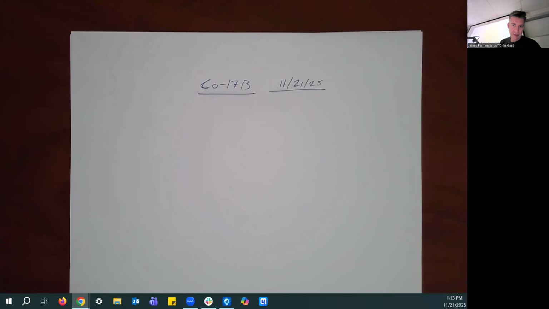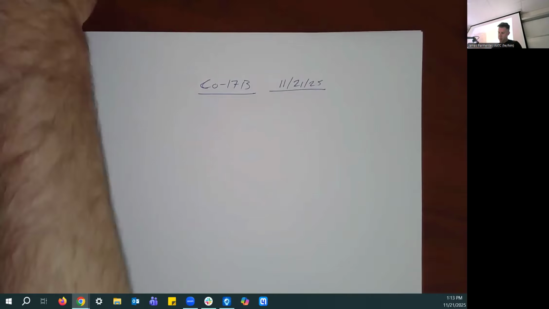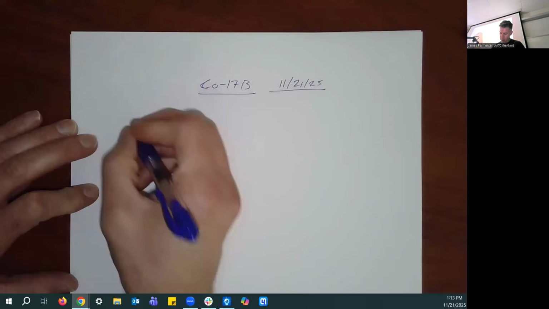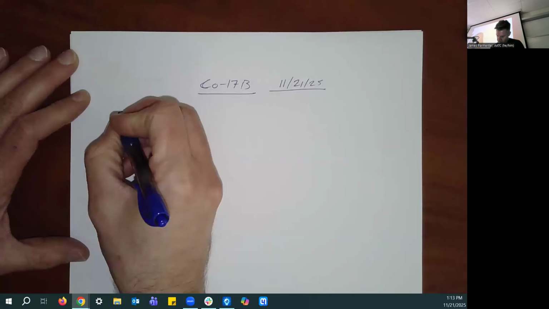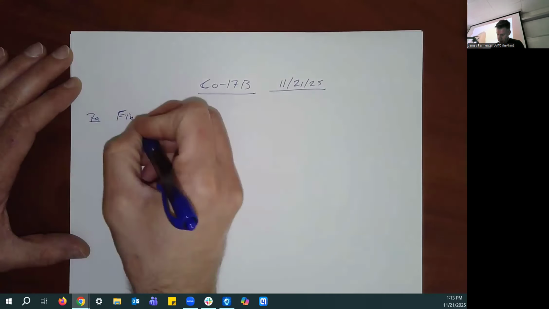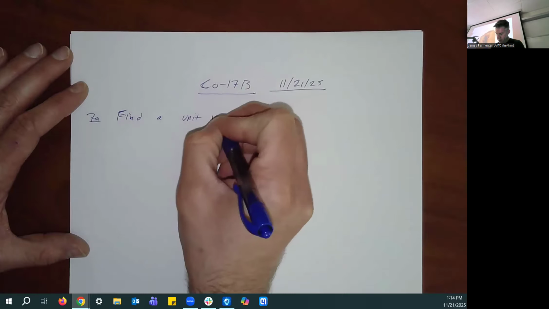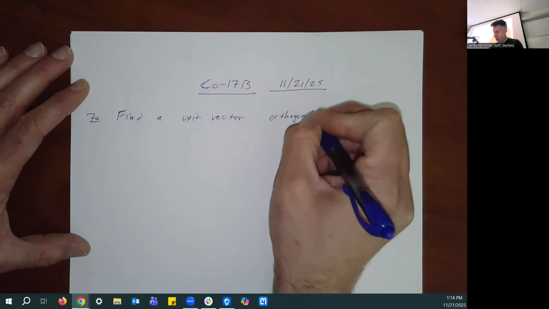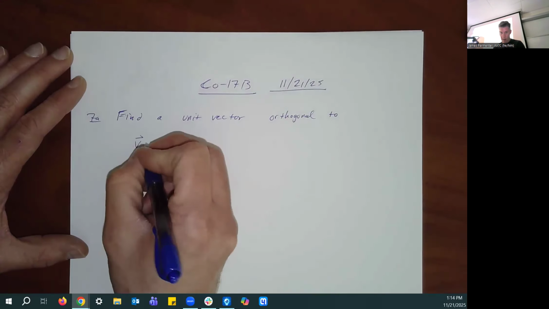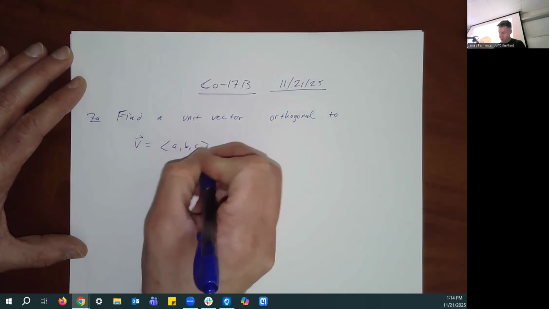Let's take a look. 7 A and B. Okay, so 7A: find a unit vector orthogonal, meaning perpendicular, to the very generic vector v equal to a comma b comma c.